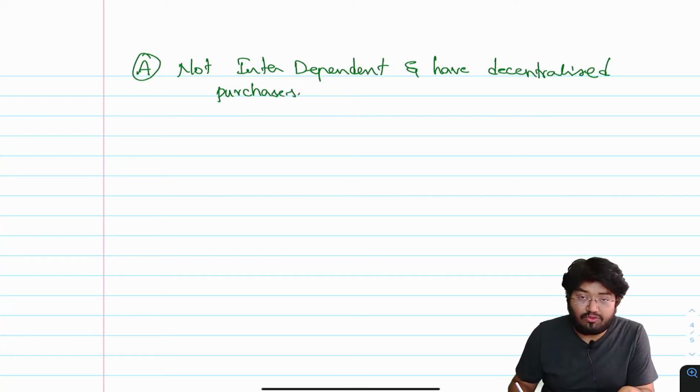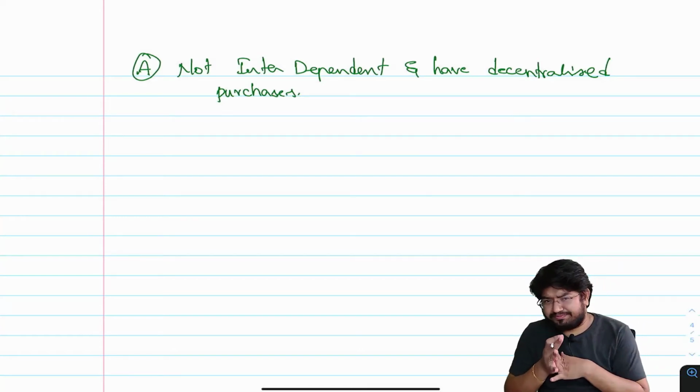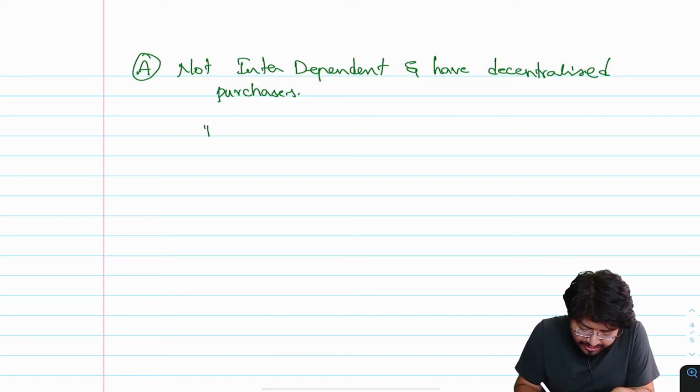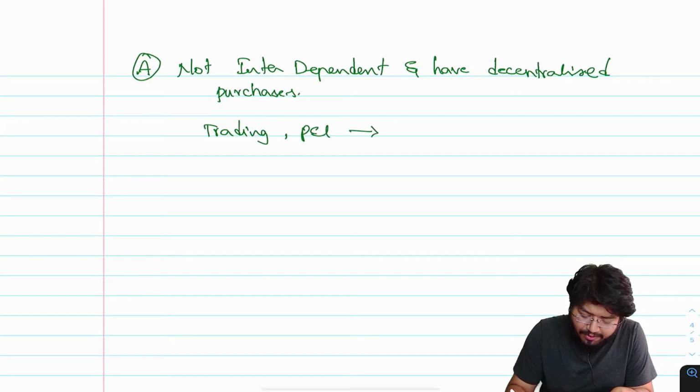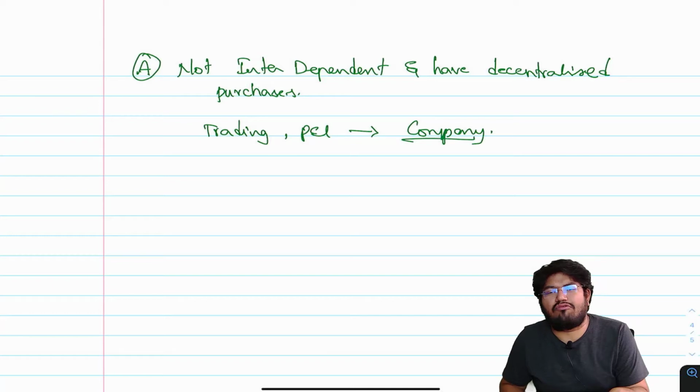Okay, now in this case, think logically. What you are supposed to prepare is a trading account and a P&L account, and this profit will be given to the company. That's the end objective. Now for a trading P&L account, what all do you need?